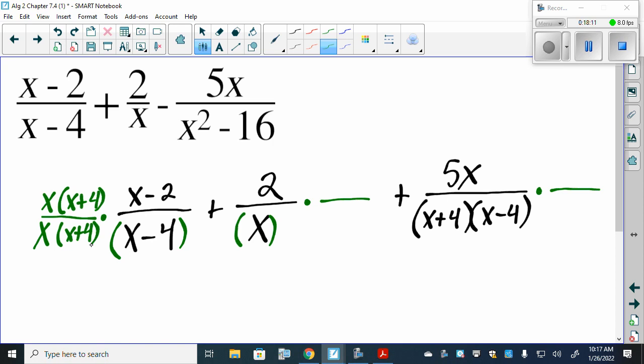Now the middle one is missing what? x minus 4 and x plus 4. It's missing both. And what is the last one missing? It's a singular x. So with that, the denominator for all 3 of these here is going to be x times x minus 4 times x plus 4.